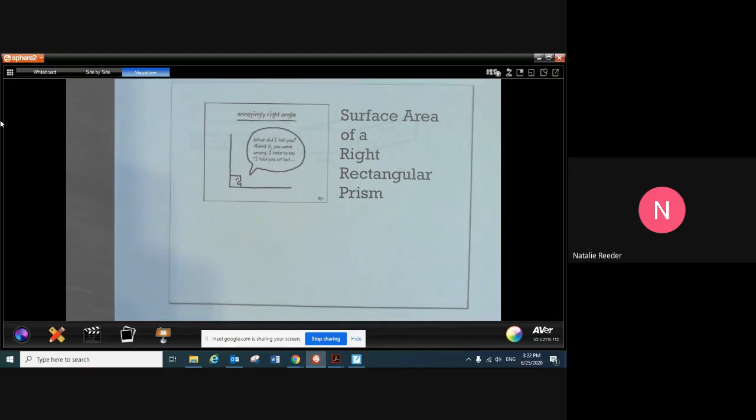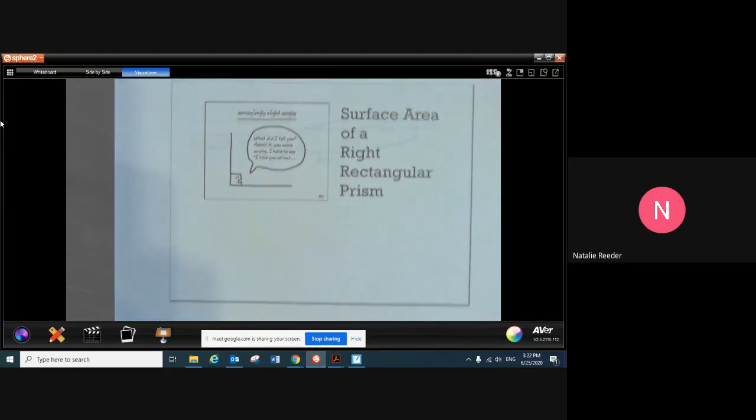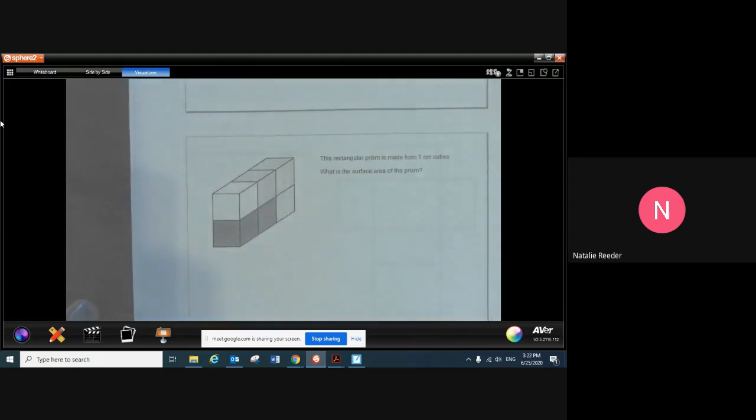This lesson is about surface area of a right rectangular prism. Our first example shows a rectangular prism that's made out of 1 centimeter cubes. The question asks, what is the surface area of this prism?